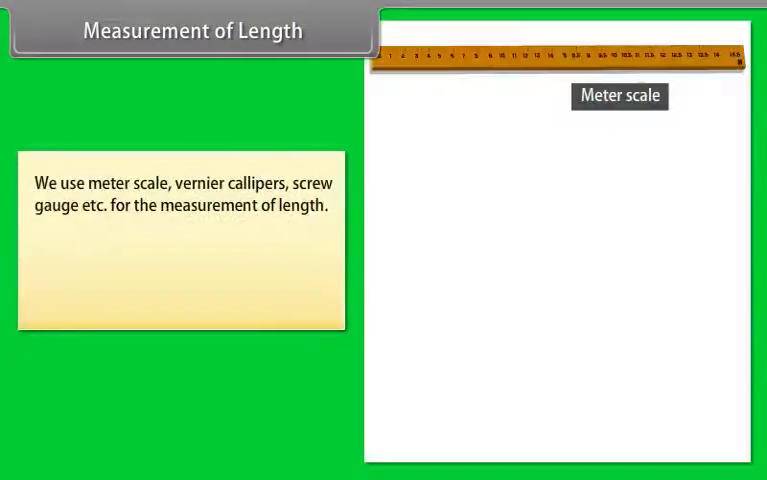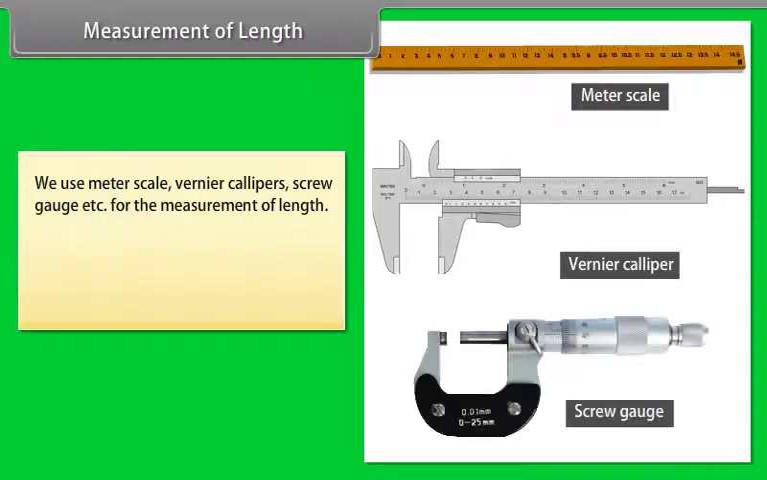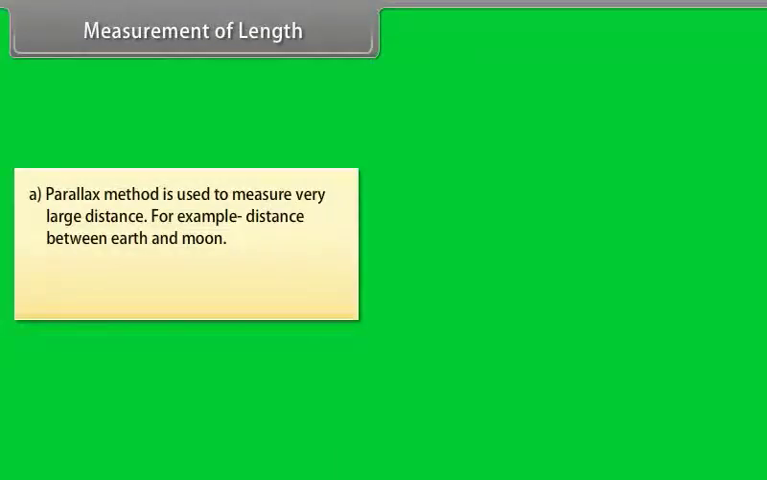Measurement of length. As you know, we use meter scale, vernier calipers, screw gauge, etc. for the measurement of length. We use some indirect methods for A. measuring large distances and B. measuring very small distances. A. The parallax method is used to measure very large distances, for example, the distance between Earth and Moon.